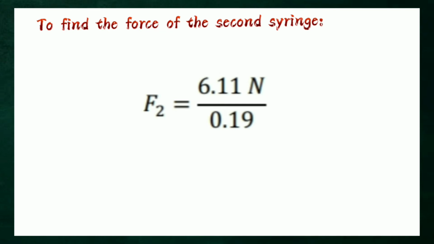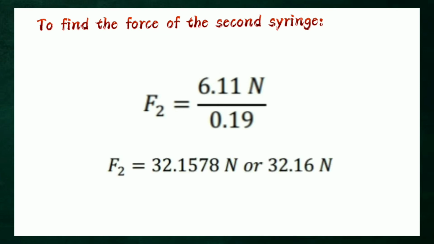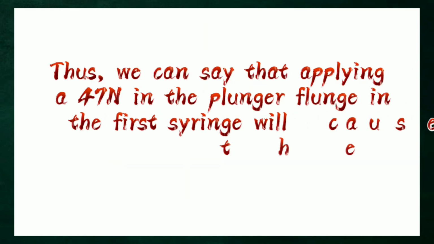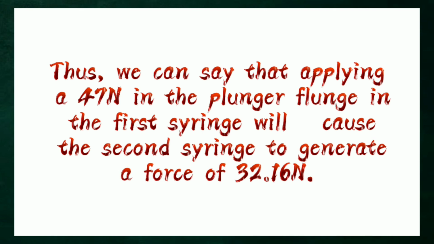The force that the second syringe can generate will be 32.1578 Newton or 32.16 Newton. Thus, we can say that by applying 47 Newton on the first syringe, the second syringe can generate a force of 32.16 Newton.